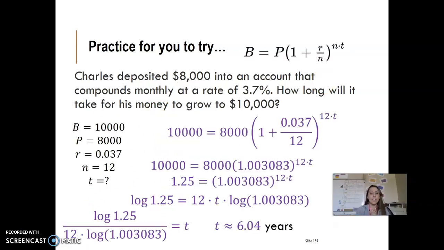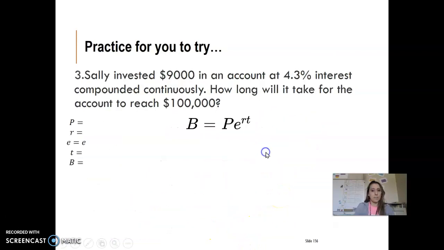Go ahead and hit pause, and you try this one. Okay, and again, I set it all up for you. We're using the compound interest formula on this one, not continuous compounding. So we will plug all of the things in. Hopefully your math matches up with mine, and you got 6.04 years.